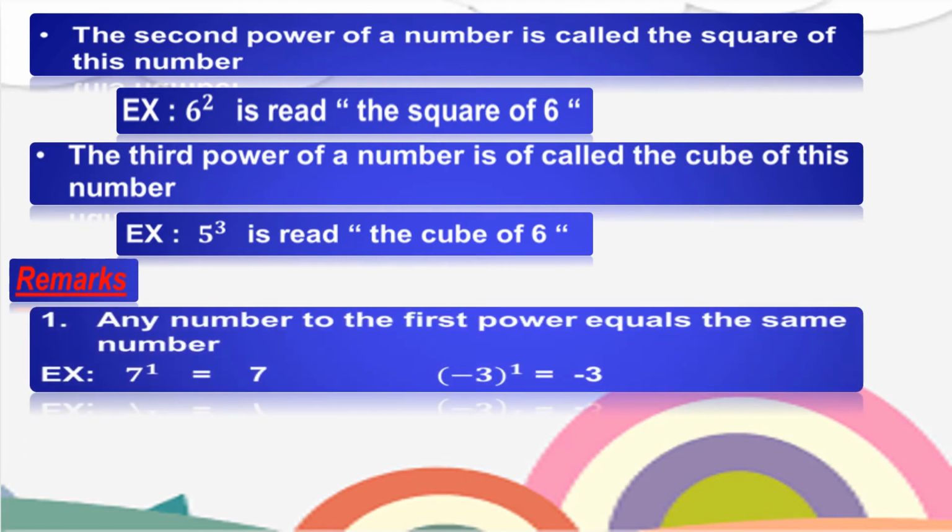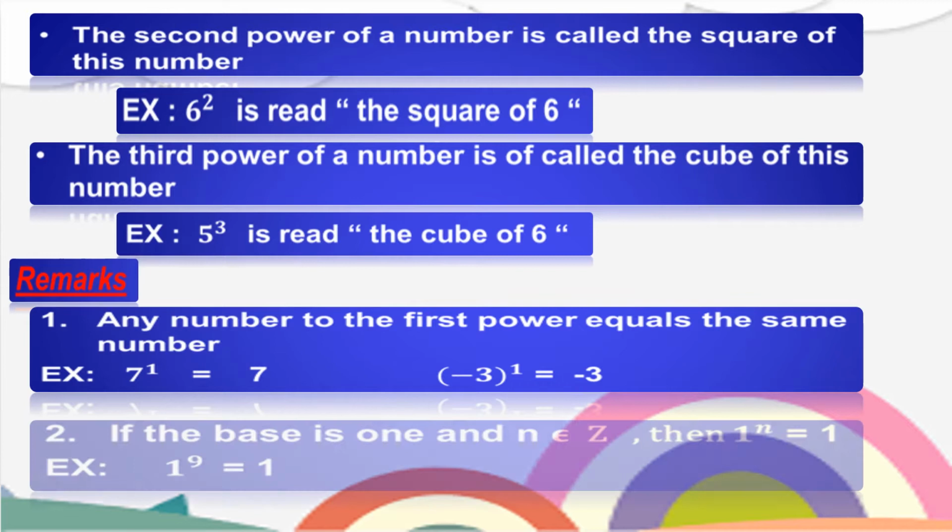Remarks. Number 1. Any number to the first power equals the same number. As an example, 7 to the power 1 equals 7, and negative 3 to the power 1 equals negative 3. That means any number without a power has power 1.